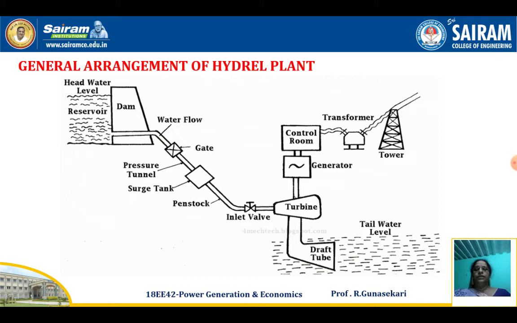From the turbine, the draft tube, through the draft tube only the water goes to the tail water level. Turbine and generator are coupled on the same shaft, then control room, then the power is stepped down or stepped up based on our requirement, then transformer, by using the transformer, then transmit the power. This is the general layout or general arrangement or schematic diagram of a hydel power plant or hydroelectric power plant.